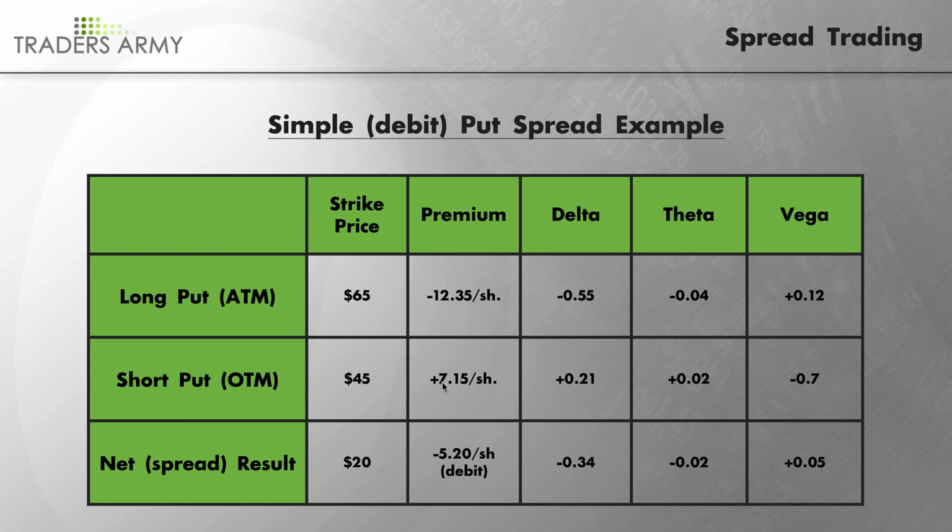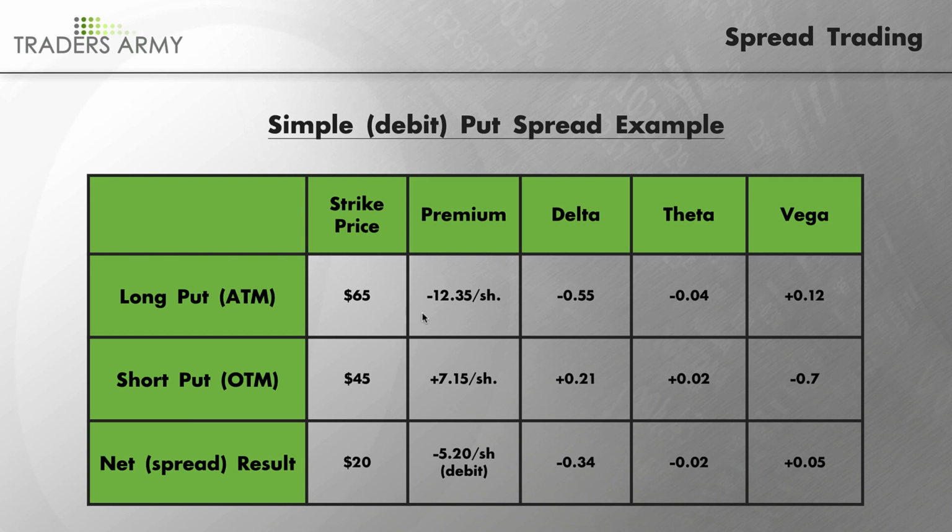Now, watch what happens. The net spread result is the difference between the long strike and the short strike. That's the net spread result. So the most that this spread could ever be worth is 20 bucks. That's the most that this spread could ever be worth.